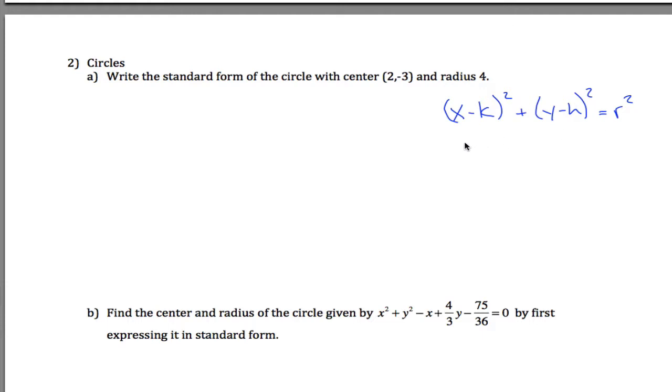This is the standard form of a circle with a center at the point k, h. So note the number that's here is the x coordinate of my circle, and the number that's here is the y coordinate of my circle.